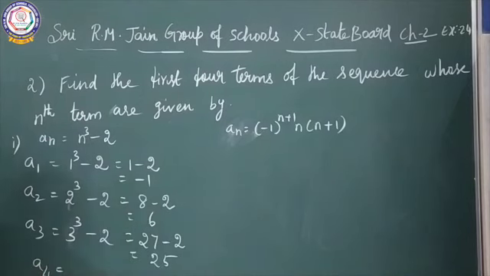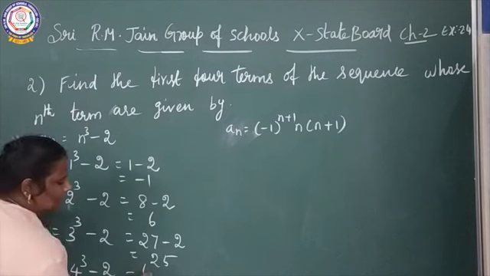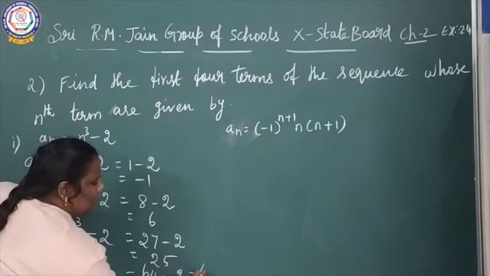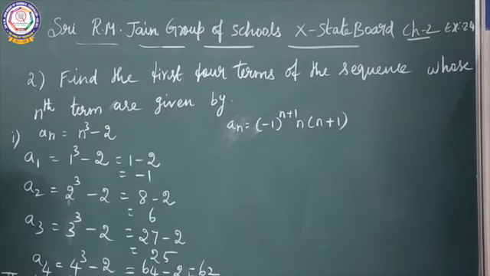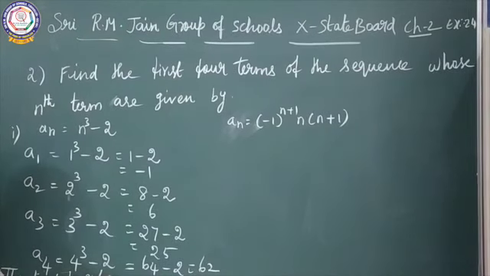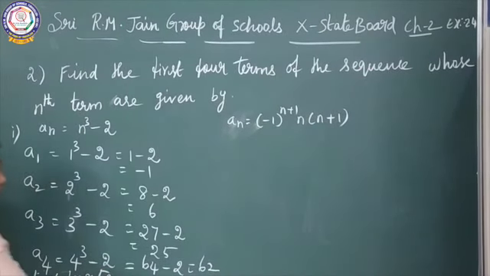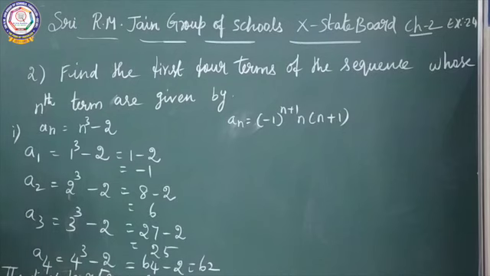Next, A4. They are asking about the first four terms. A4 equal to 4 cube minus 2. 4 cube: 4 4s are 16, 16 4s are 64. 64 minus 2 equal to 62. So, the first four terms are minus 1, comma, 6, comma, 25, comma, 62.